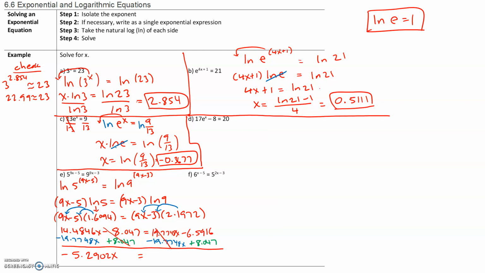On the right side, I move the constants to the right. So I have negative 6.5916, and I'm going to add to that 8.047. And this gives me 1.4554. As a last step, I have to divide both sides by negative 5.2902. And after all that work, we get x equals negative 0.2751.